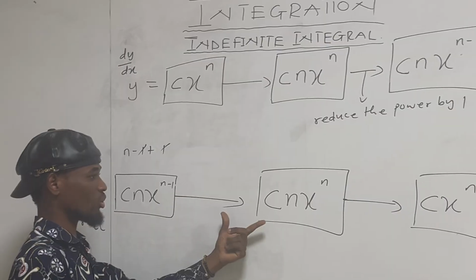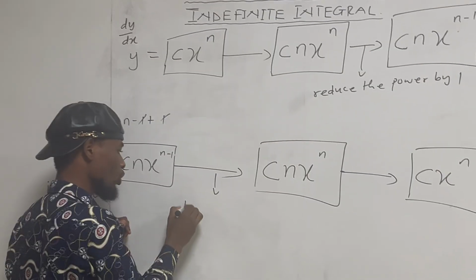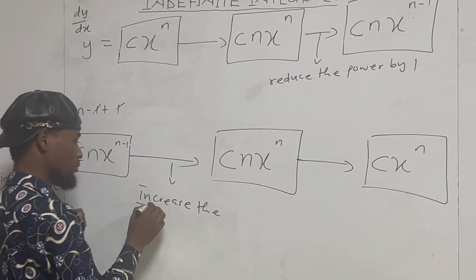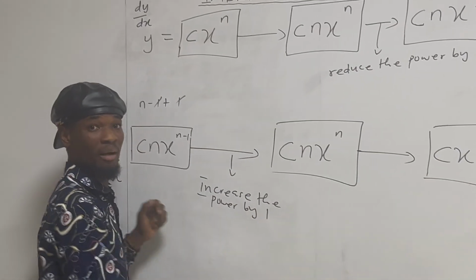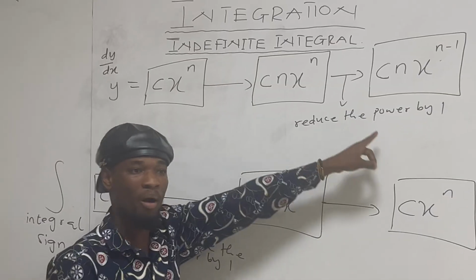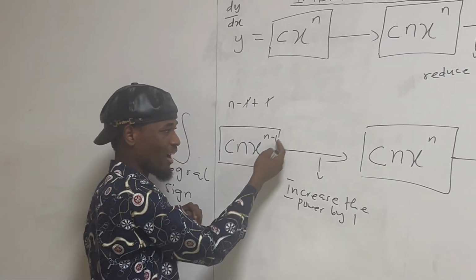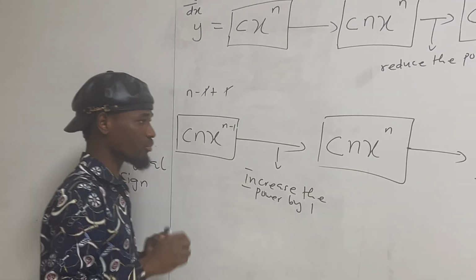So even for integration, what are we supposed to do? We will increase the power by 1. But for differentiation, we reduce the power by 1. That explains why this became n, because we've added 1 to this exponent.